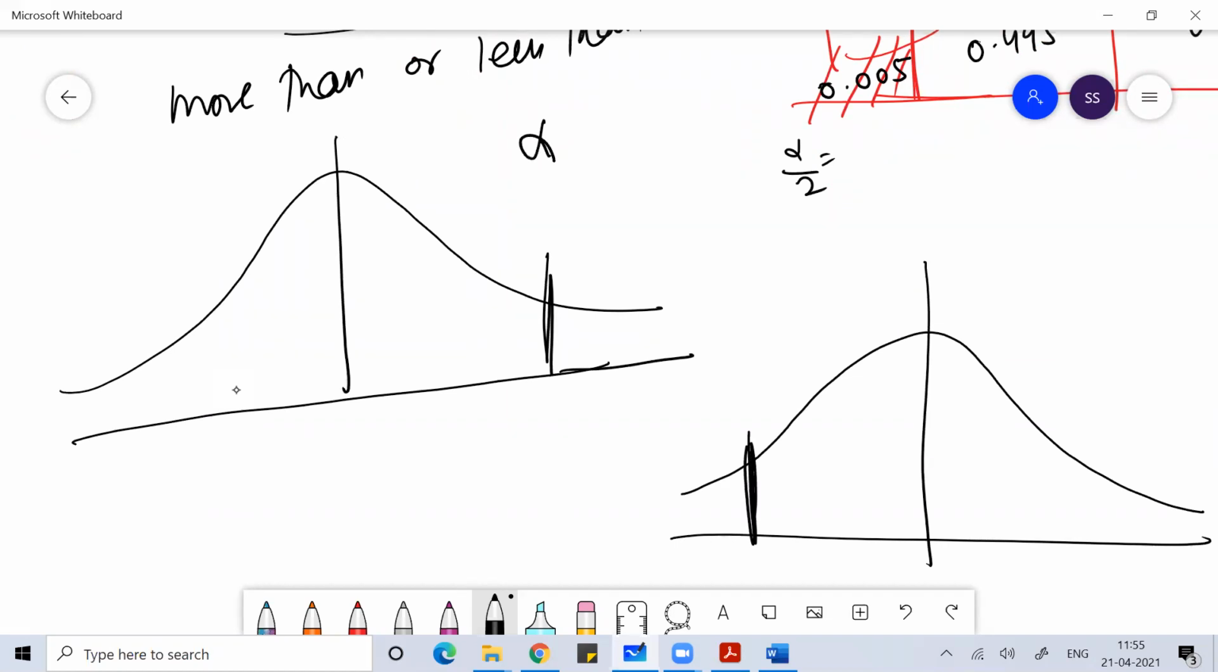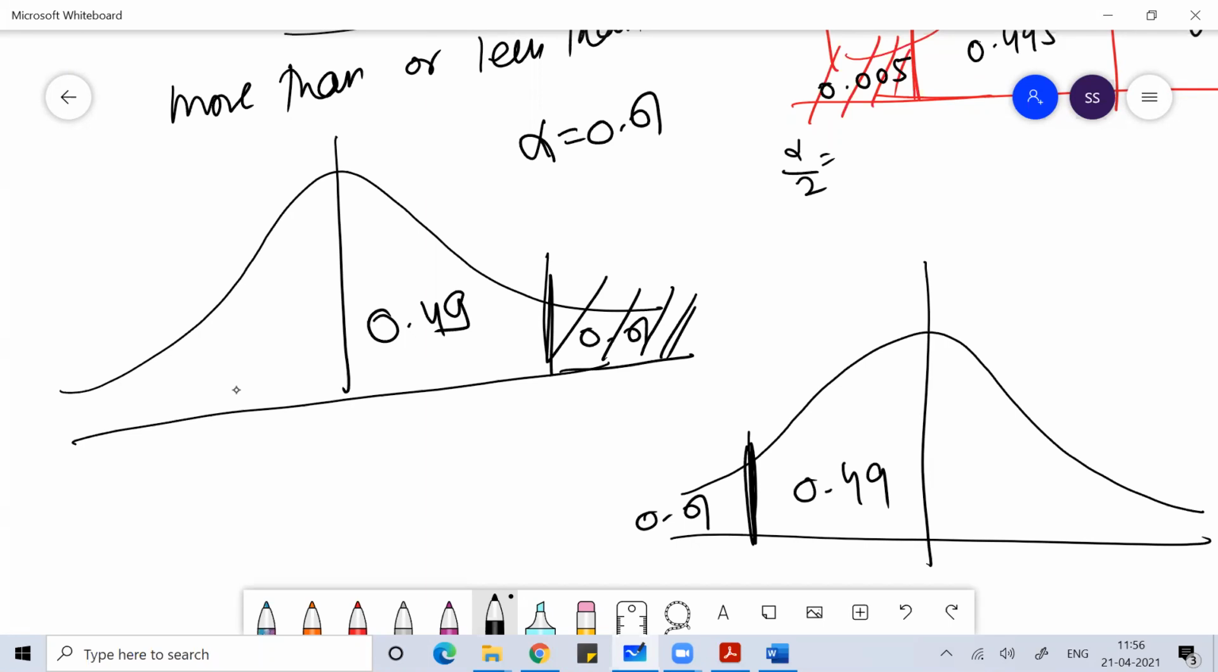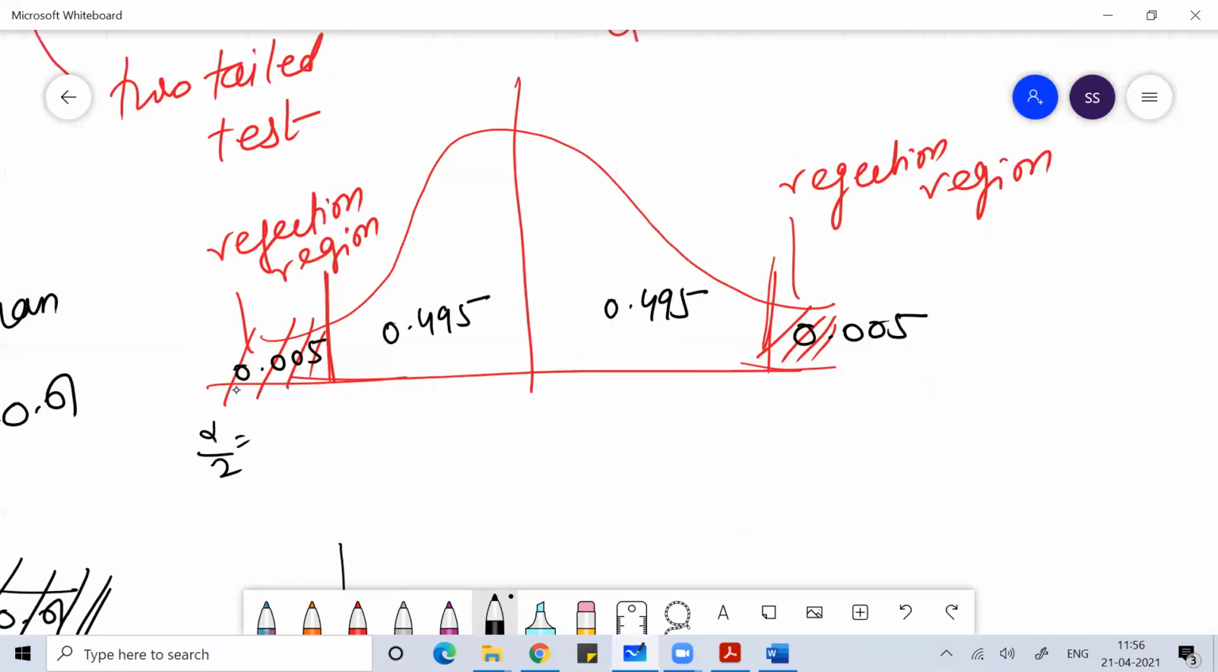So if your alpha is 0.01, you put 0.01 on this side. This is your rejection region. This will be 0.49. If your alpha is 0.01, this is 0.49. So your rejection region is only on one side. That's why it is called a one-tail test. Whenever you do a two-tail test, your rejection region will be on two sides.